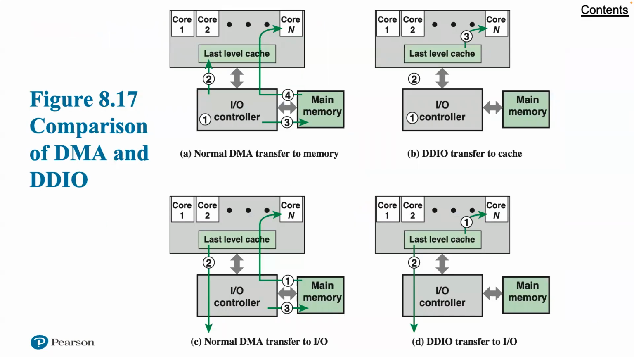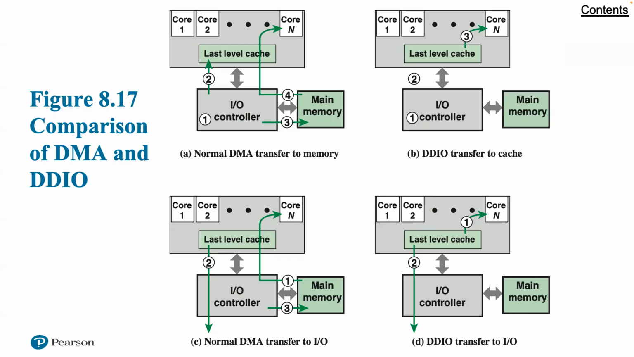So let's look at a comparison of DMA and DDIO. Intel Direct Data I/O, or DDIO, is implemented on all of the Xeon E5 family of processors. Its operation is best explained with a side-by-side comparison of transfers with and without DDIO. First, we look at the case of the packet arriving at the NIC from the network.